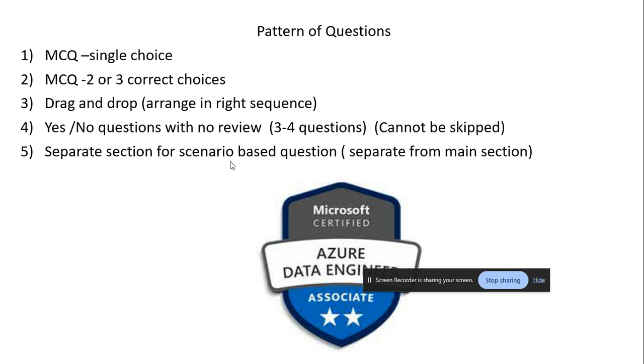The main section is for items 1 to 4, whatever I have mentioned in this particular slide, which are part of the main section. Okay, I hope you are clear now.